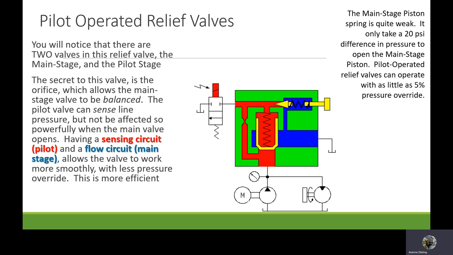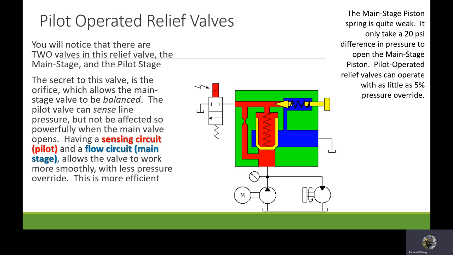So if this is set for 1,000 pounds or 100 bar, let's say, it will take 120 bar to crack that open. But once that's alleviated, then the full flow pressure is easier to maintain. The difference between the operating pressure and the cracking pressure can be reduced significantly at that point.